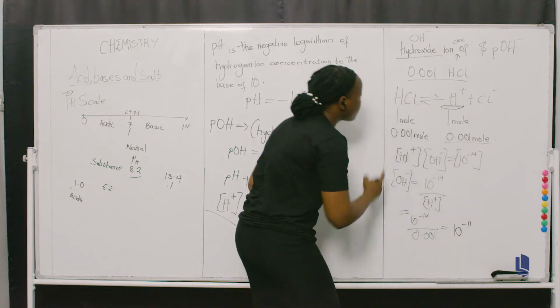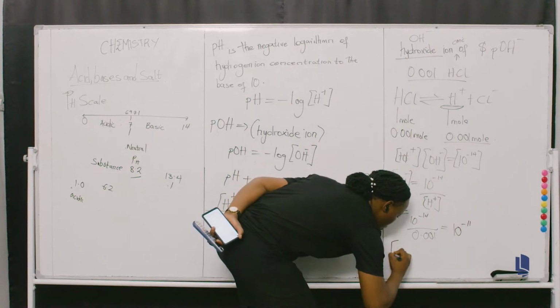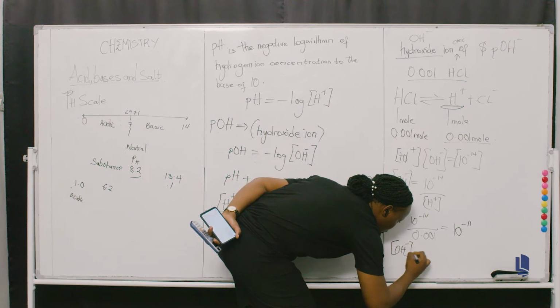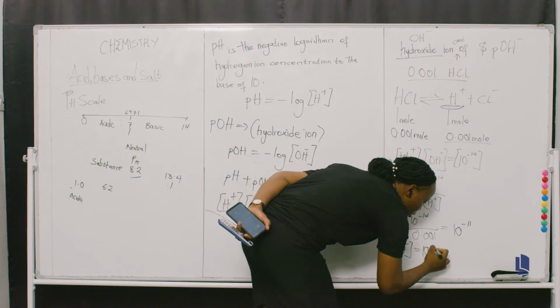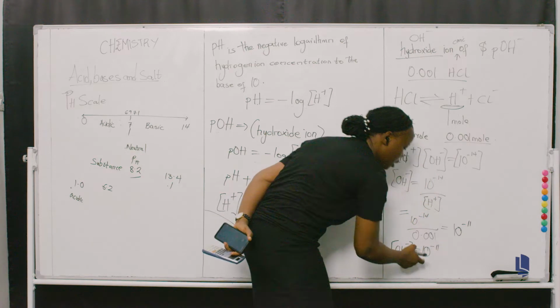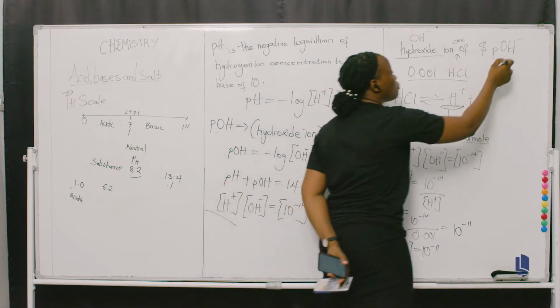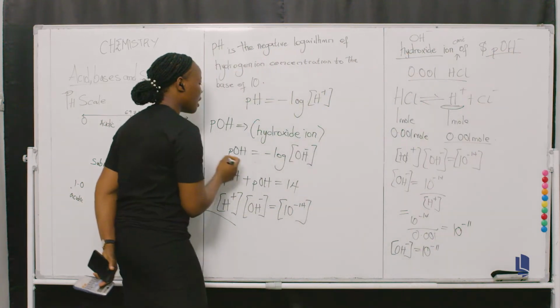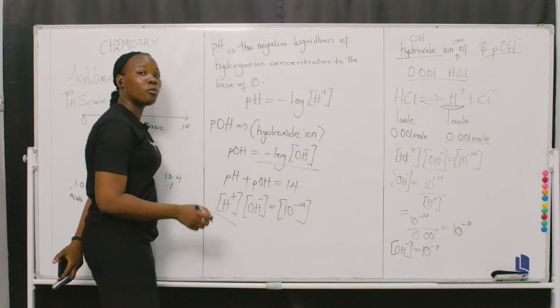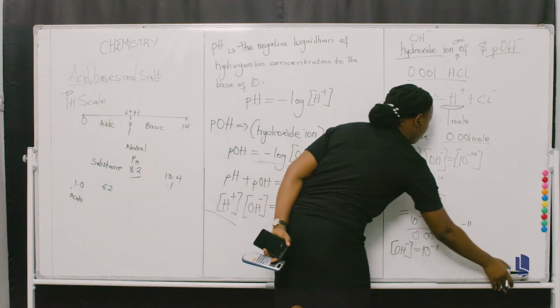And so my OH minus concentration, that's hydroxide concentration, is equal to 10 raised to power minus 11. But I was also told to determine the pOH. And we know pOH is the negative logarithm of it. So let's determine that as well.